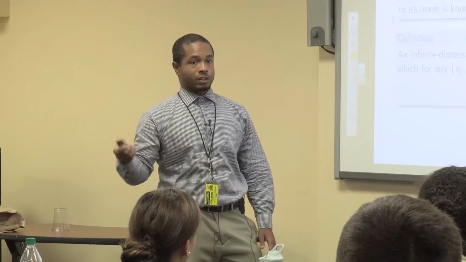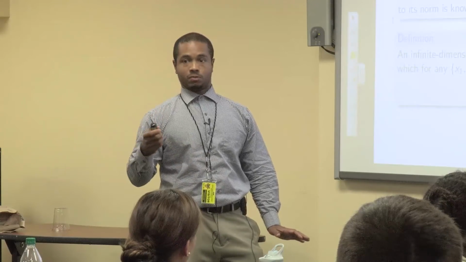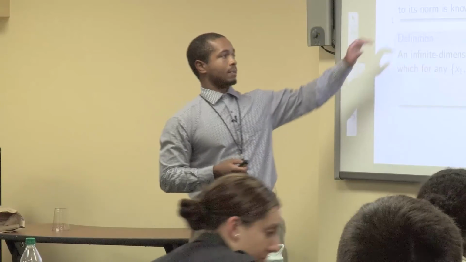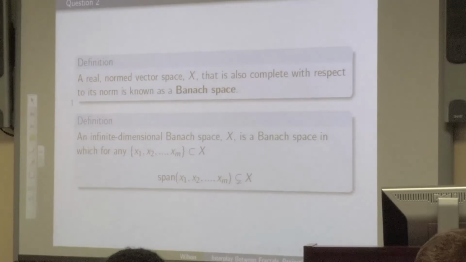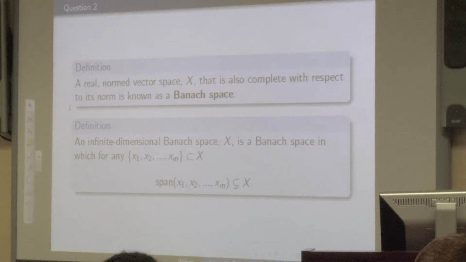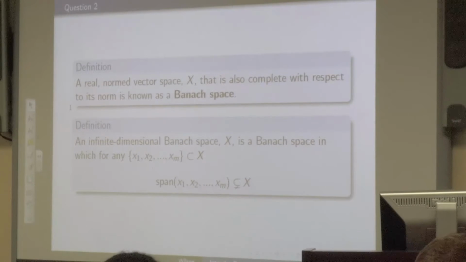Before I move on to infinite dimensions, I'll just provide some definitions. First is a Banach space. I want to say Banach space because I want the vector spaces that we consider to be nice. You can make vector spaces that don't behave well, so I would like to at least say that we have a nice vector space. And an infinite dimensional Banach space is just one for which any finite set of points doesn't span the whole space.